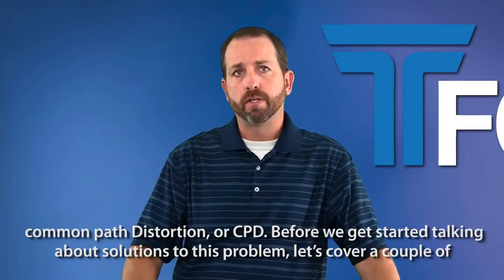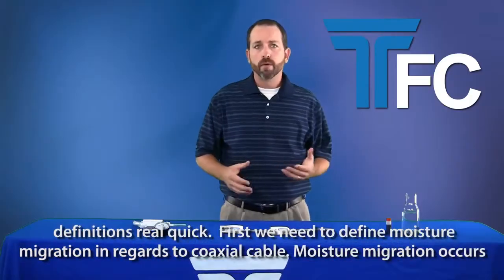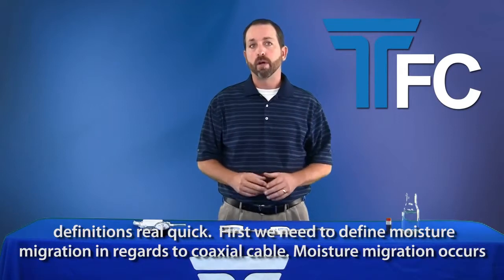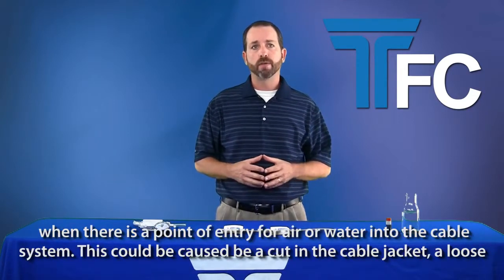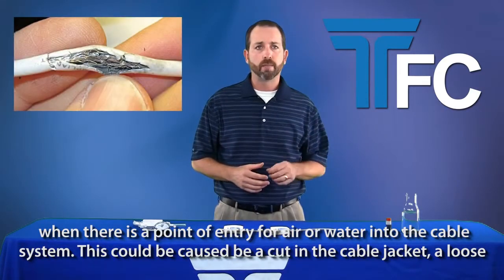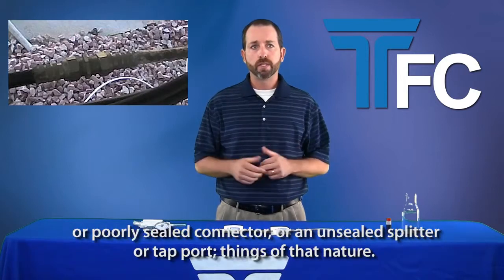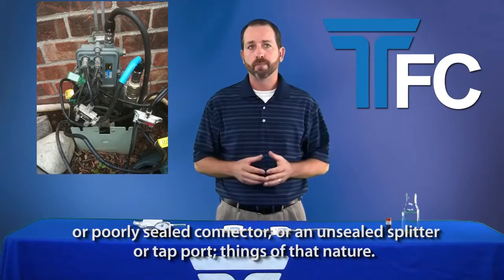Before we get started talking about solutions to this problem, let's cover a couple of definitions real quick. First, we need to define moisture migration in regards to coaxial cable. Moisture migration occurs when there is a point of entry for air or water into the cable system. This can be caused by a cut in the cable jacket, a loose, poorly sealed connector, or an unsealed splitter or tap port, things of that nature.